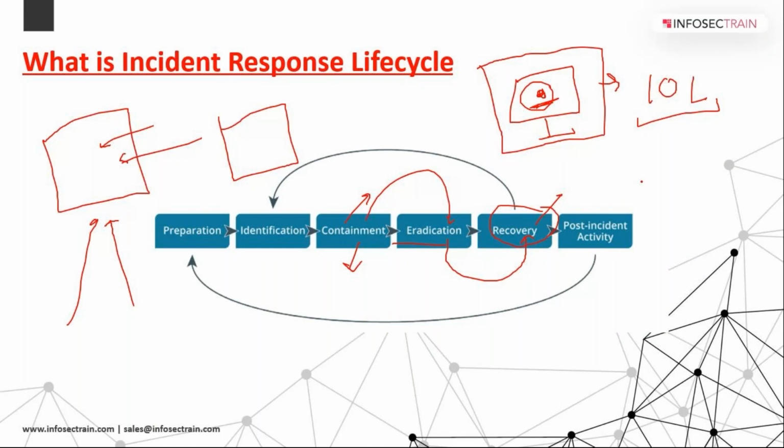And now comes the post incident activity. In the post incident activity, we find out and study what led to this particular attack, what was the reason behind it.